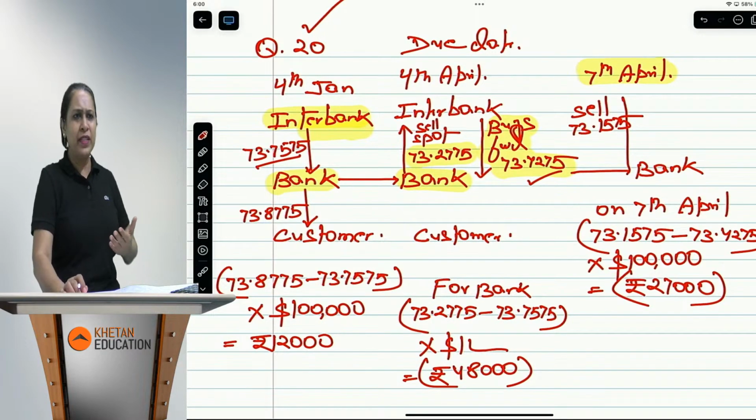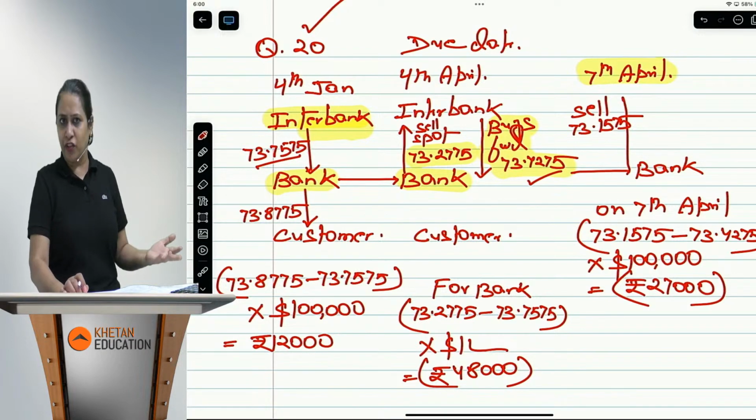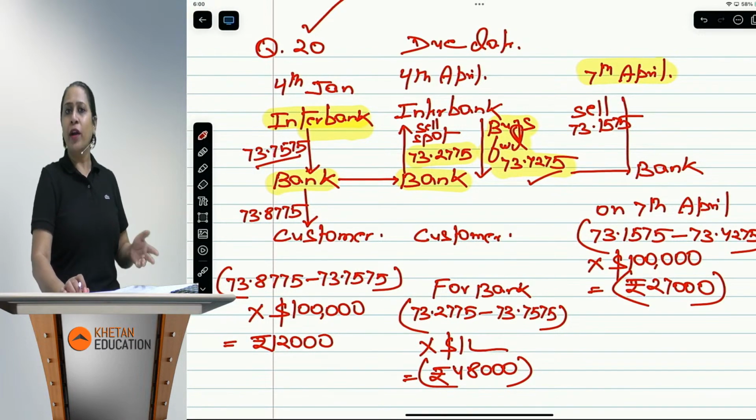Yeah, basically when they say spot March, it means March end. Spot April, end of April. Spot July, end of July, like that. But you are on 4th of April basically.